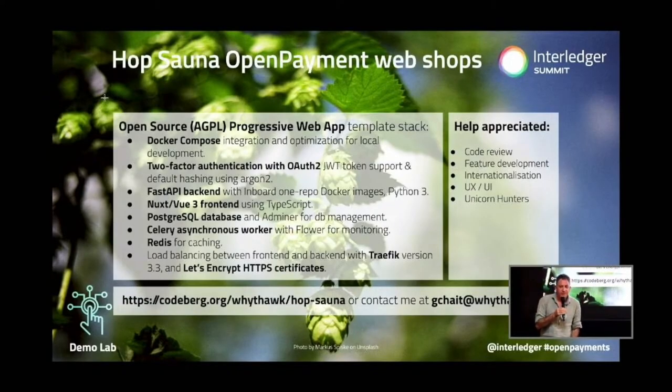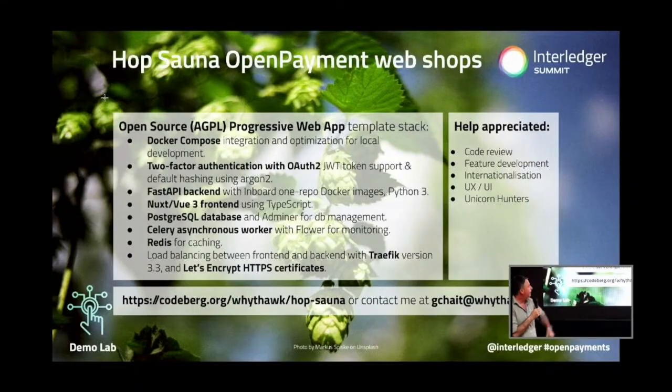The stack itself is available now. It's on Codeberg, Hopsauna. You can email me. It's written in Python on the back end, using FastAPI as the web framework. It uses Nuxt, Vue, TypeScript on the front end. There's a Postgres database, Celery for asynchronous tasks, Redis, all these types of things. It's in Docker, which means you can deploy it in 10 minutes. There's a lot of documentation, but a lot more documentation is needed, and HTTPS is built in.